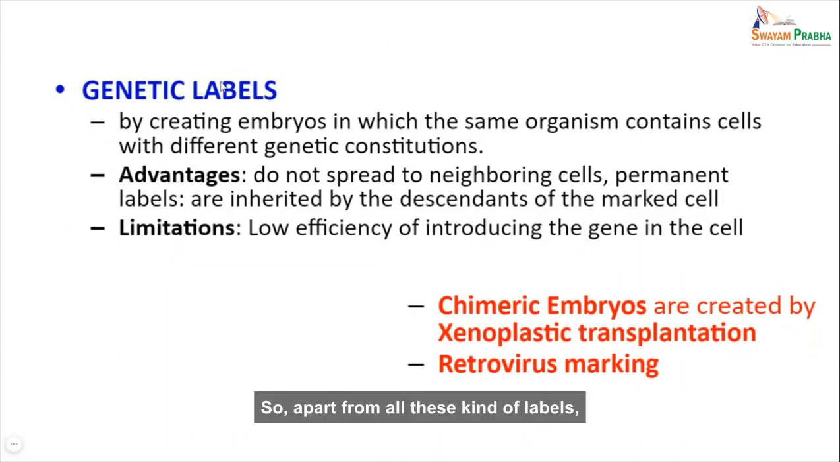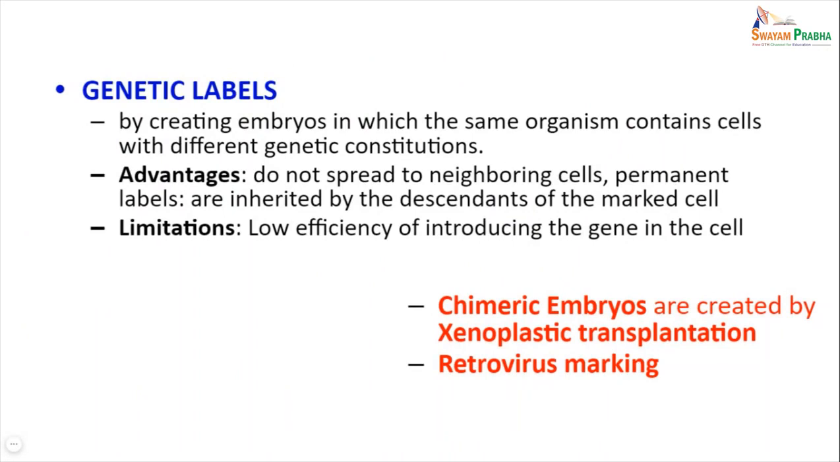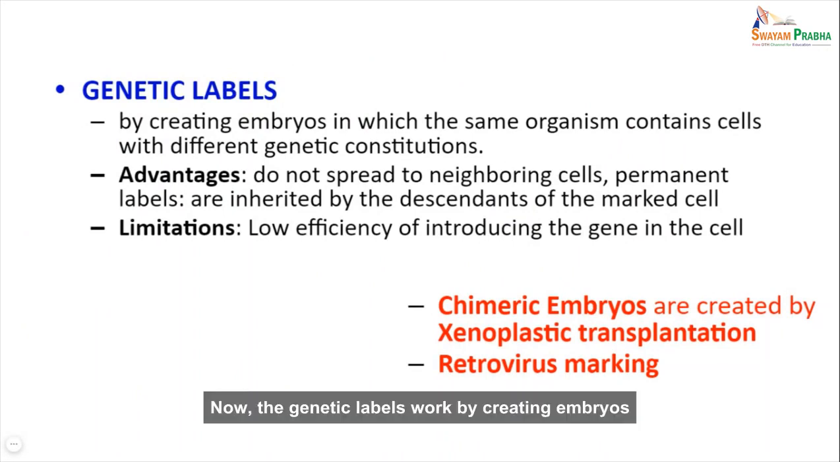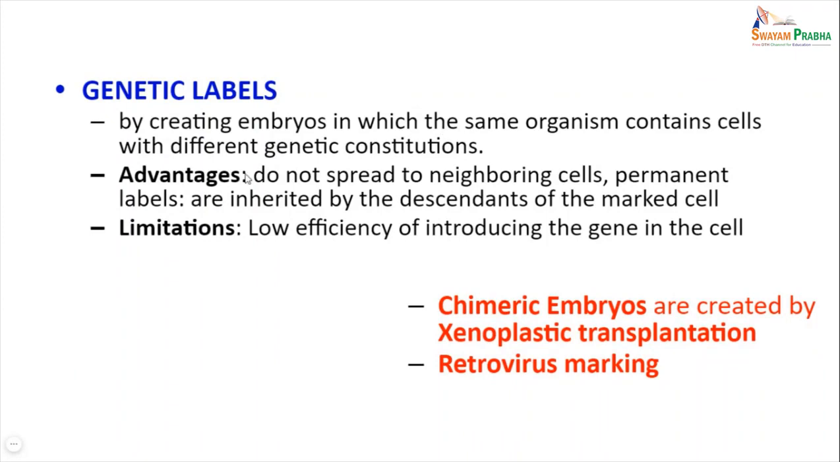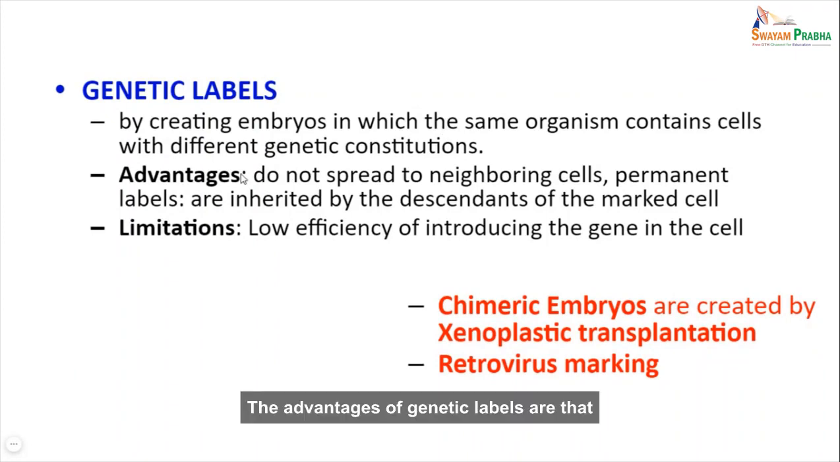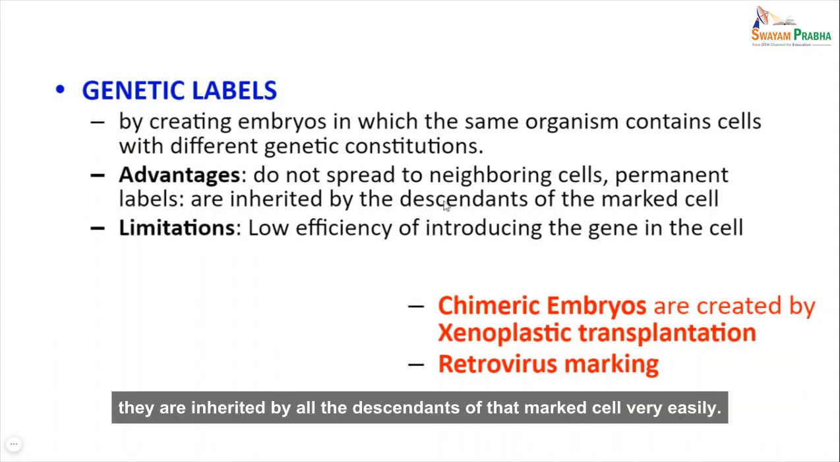So apart from all these kinds of labels, there are genetic labels also which are used to study fate maps in different embryos. Genetic labels work by creating embryos in which the same organism will contain cells with different genetic constitutions. The advantages of genetic labels are that these labels will not spread to neighboring cells and they are permanent. And once added to the blastomeres, they are inherited very easily by all the descendants of that marked cell.